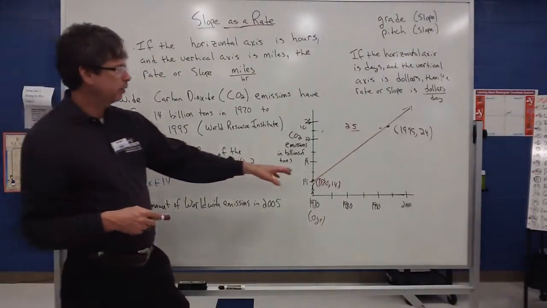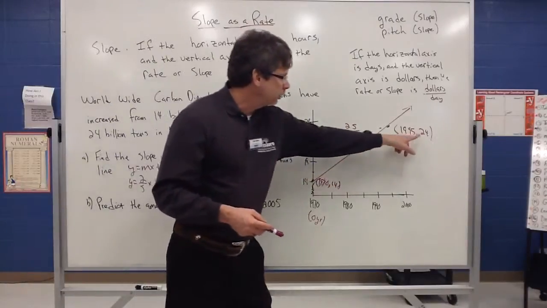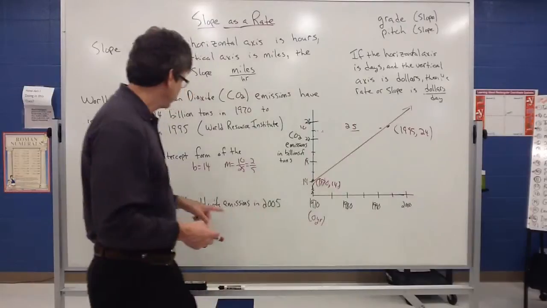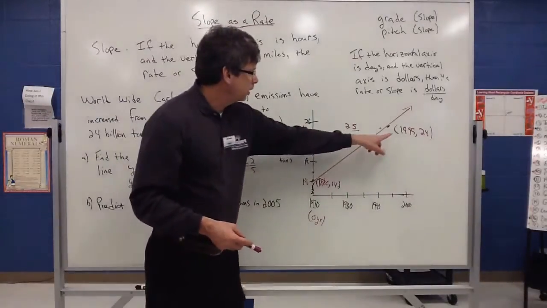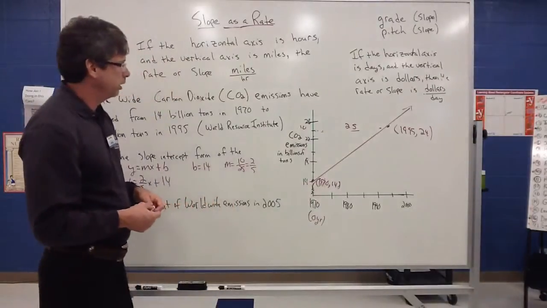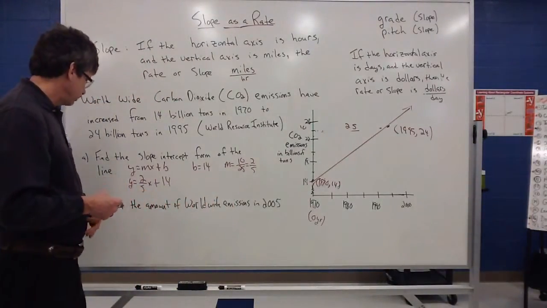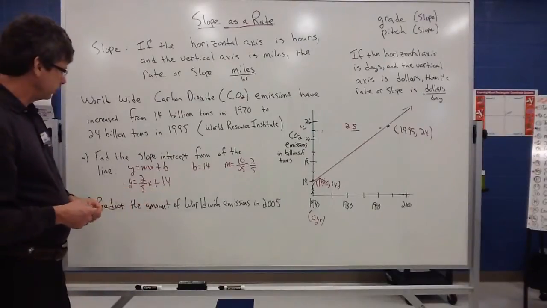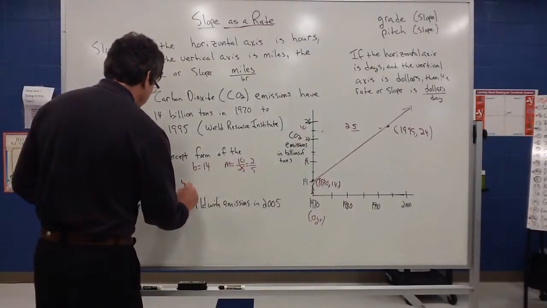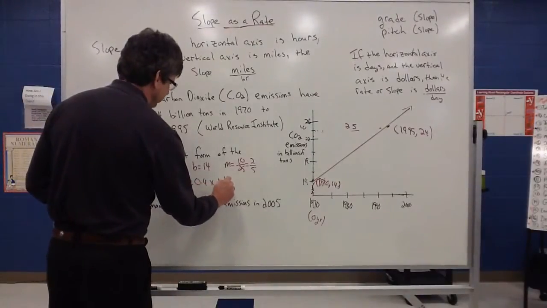And again, I could find slope by even using the slope formula if I wanted to. y2 minus y1, 24 minus 14 would have given me my 10. And 1995 minus 1970 would have given me my 25. That would have given me my change that way. So there's my equation.